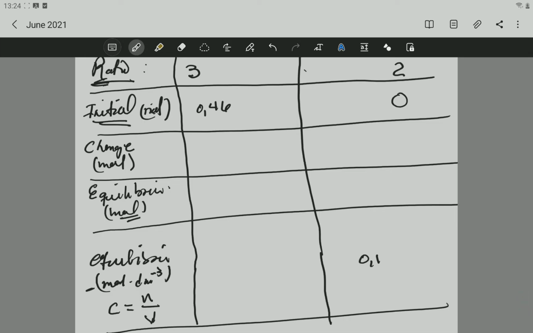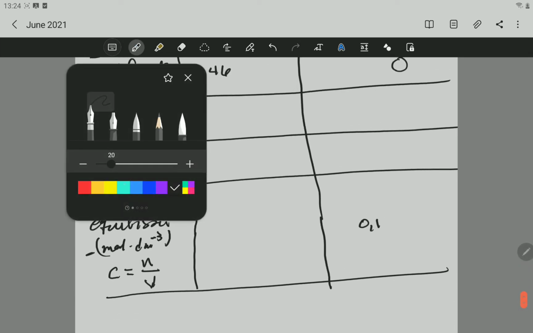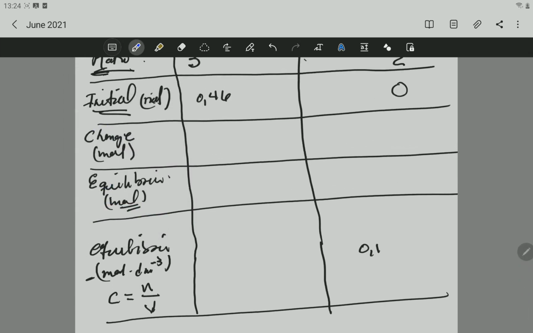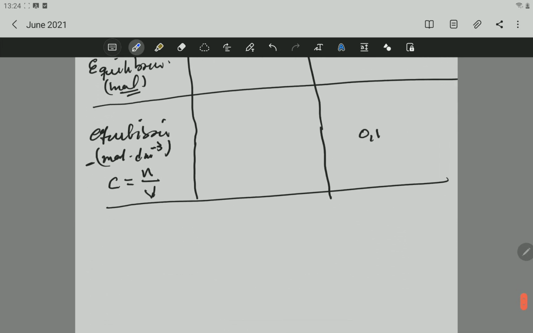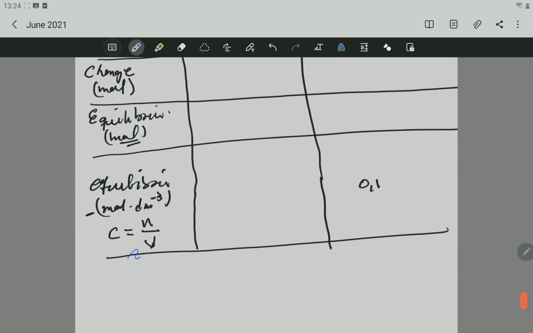Okay, now using this formula, we're going backward. This is what we have. We have to start completing the table. Using this formula here, you can calculate the number of mole at equilibrium. Now, how do we calculate the number of mole? Number of mole is equal to concentration multiplied by volume.